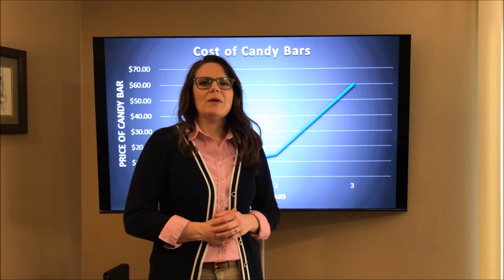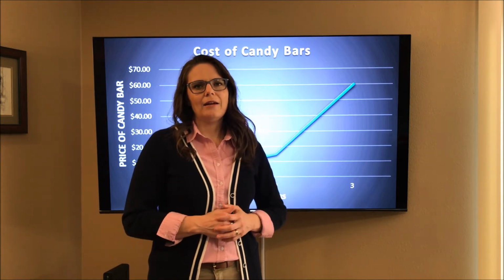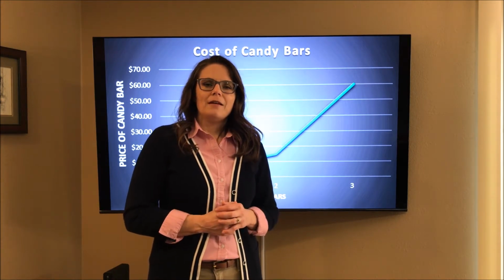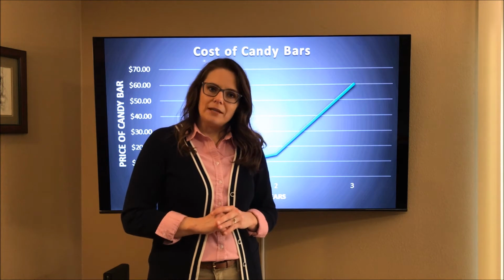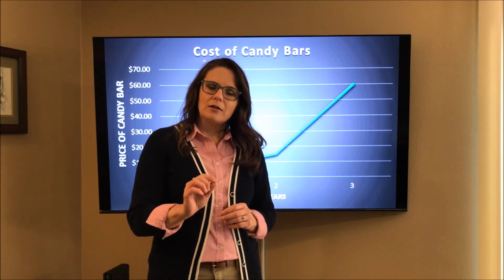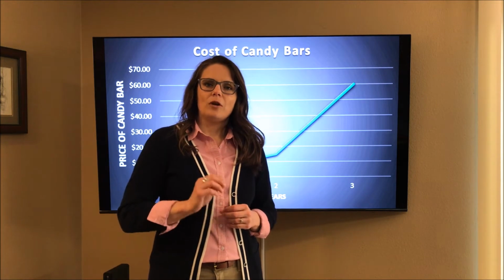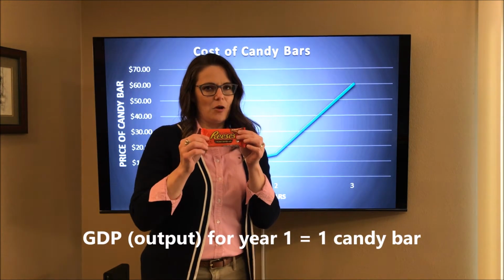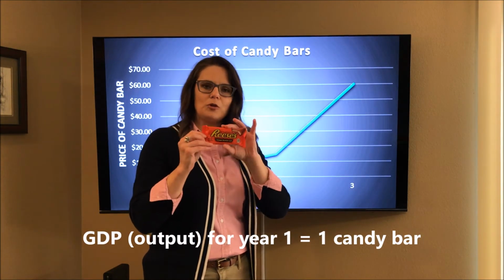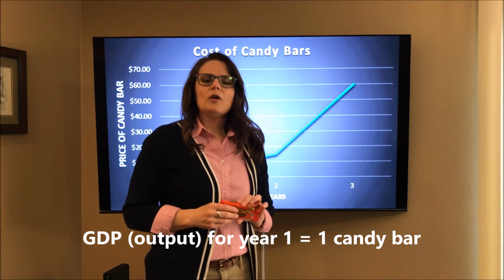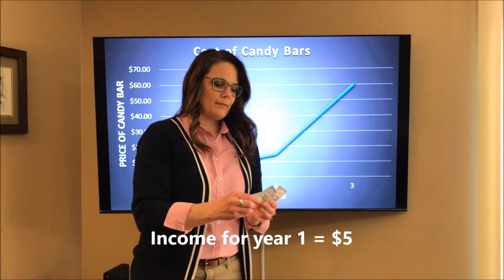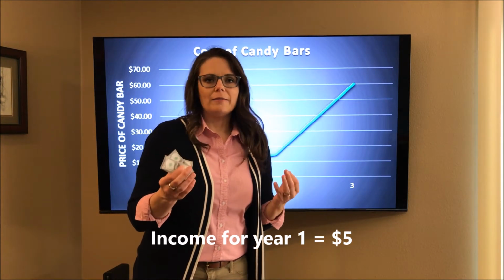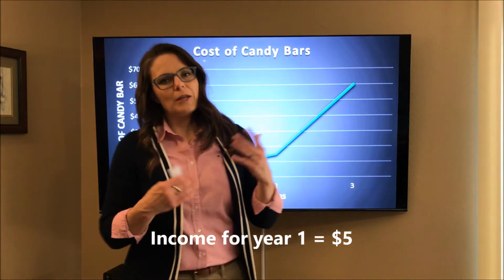Let's say we have a make-believe economy in our classroom, and our government is called the land of supply and demand. This year, our GDP, gross domestic product, or our output, what our factories are producing, is 1 candy bar. This is what our factories produced for year one. We're going to auction off candy bars. You have $5. Everyone has the same amount of money to spend, $5.